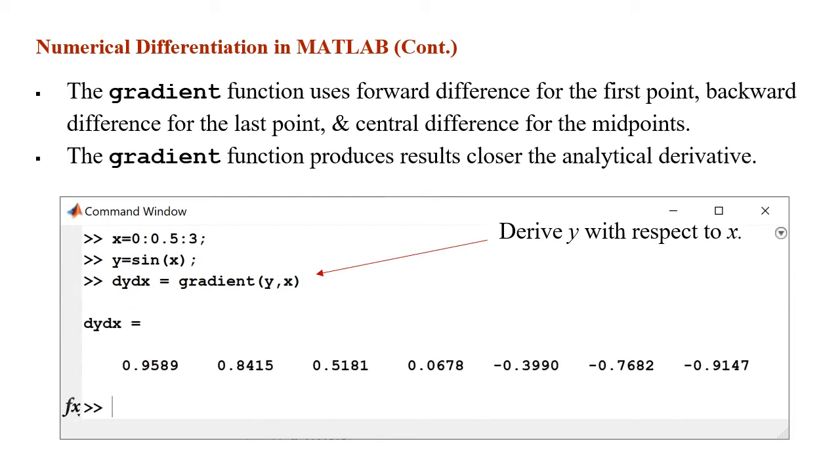So the result after you hit enter is as such. If you compare it with the table in the previous slide, it will be exactly the same as the central, except for the first point you have the forward difference derivative, and for the last point you'll have the backward difference derivative.